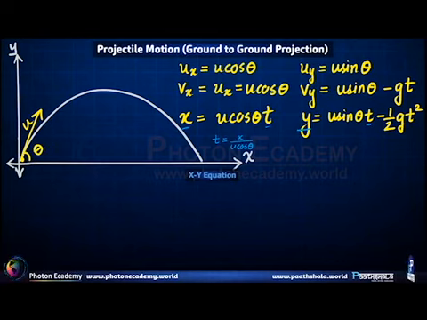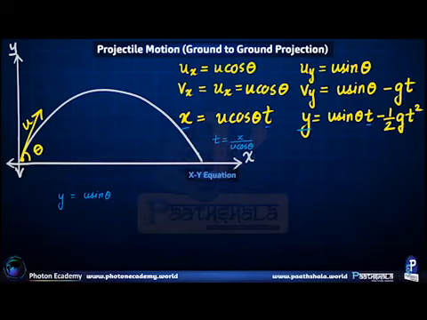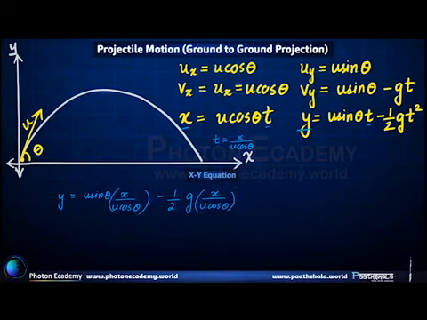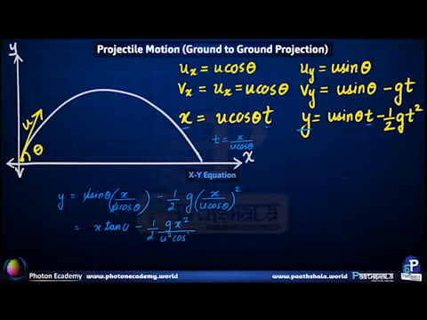Alright. So y is going to be given as y is equal to u sin theta t. T is x over u cos theta, minus half g t square. T square is again x over u cos theta square. So simplifying this, u gets cancelled. So this is x tan theta minus half gx square upon u square cos square theta. So this is the xy equation.